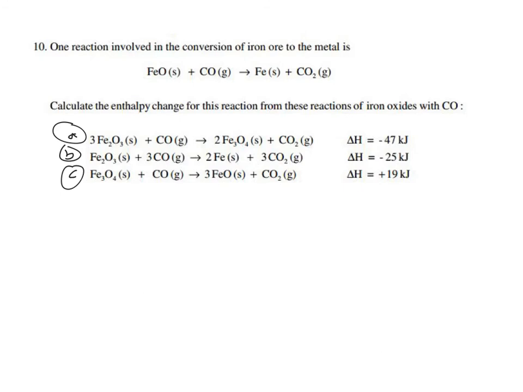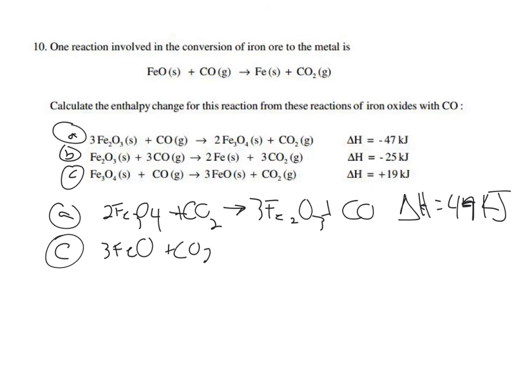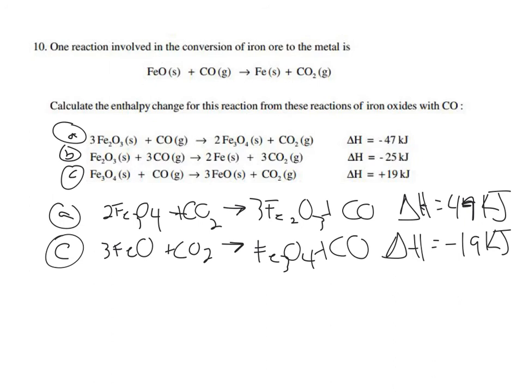So what I end up with for A is 2Fe3O4 plus CO2 yields 3Fe2O3 plus CO. Then I reverse the sign and I get delta H equals 47 kilojoules. I'm going to leave B alone. I'm going to reverse C, and it becomes 3FeO plus CO2 produces Fe3O4 plus CO, and the enthalpy goes to negative 19 kilojoules. Now here's the really tricky part.